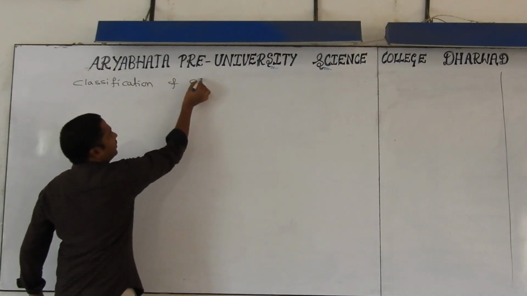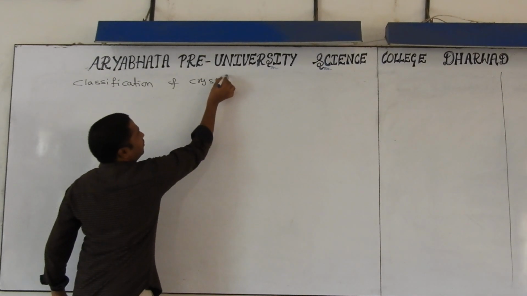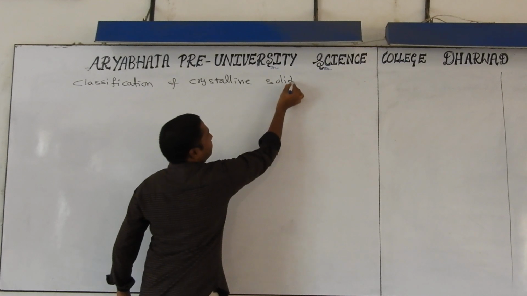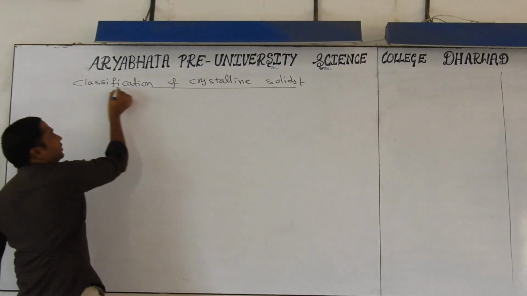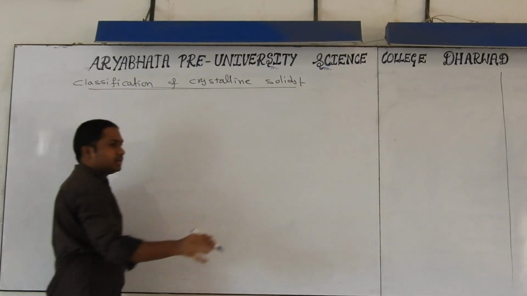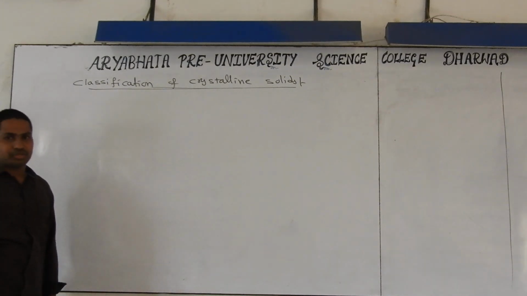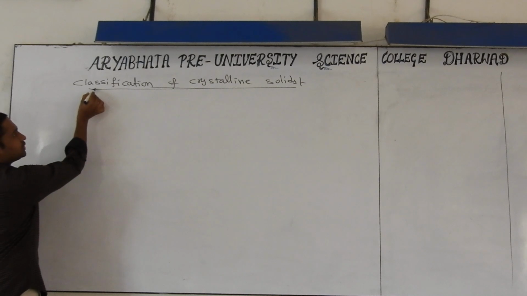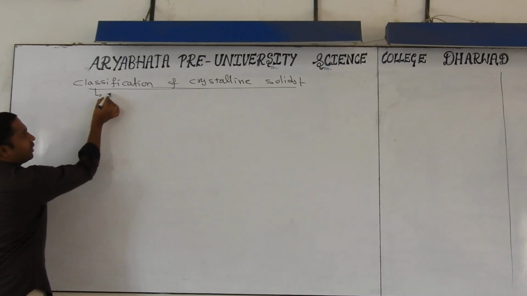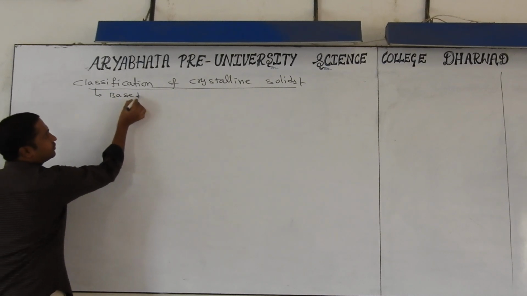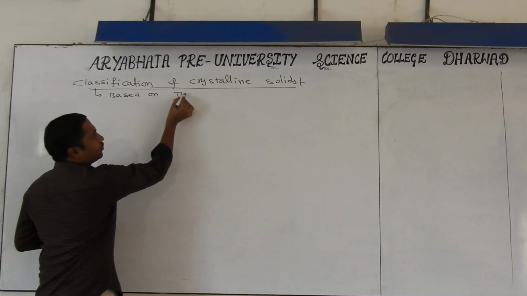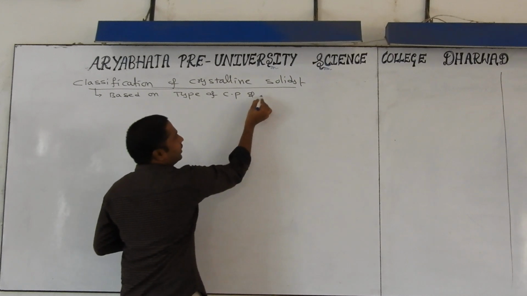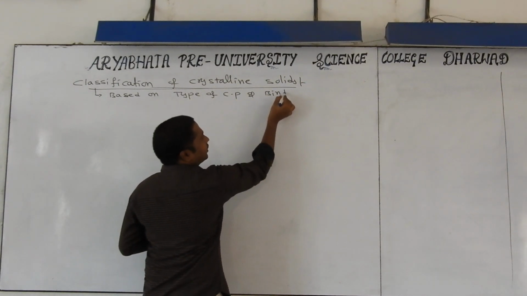Classification of crystalline solids. This is very important even for competitive examinations also. We have to discuss very carefully. So this classification is done based on the type of the constituent particle and the binding force between the constituent particles.